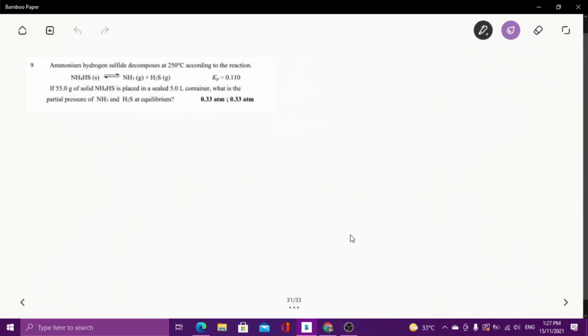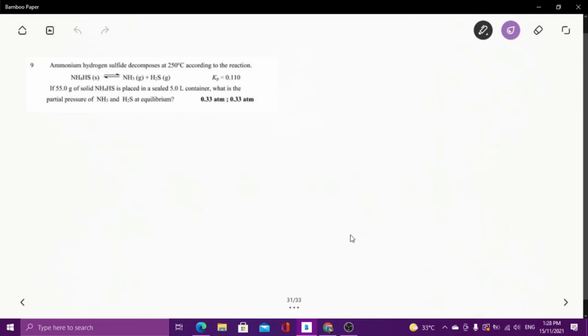Okay, so soalan nombor 9 pula. The ammonium hydrogen sulfide decomposes at 250 degrees according to the reaction. So NH4HS solid forming NH3 gas plus H2S gas with the value of Kp 0.110. Okay, so if 55 gram of solid NH4HS is placed in a sealed 5 liter container, what is the partial pressure of NH3 and H2S at equilibrium?